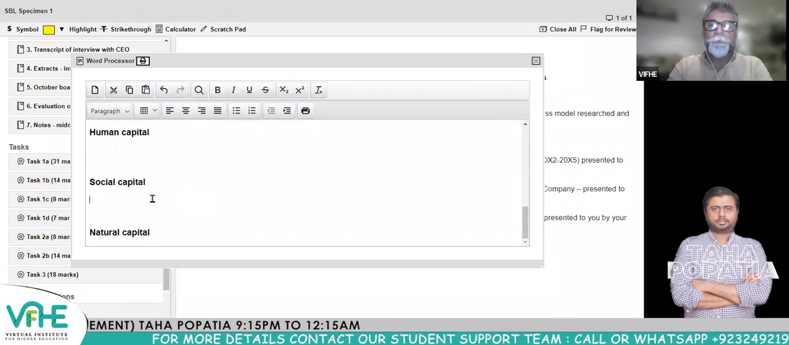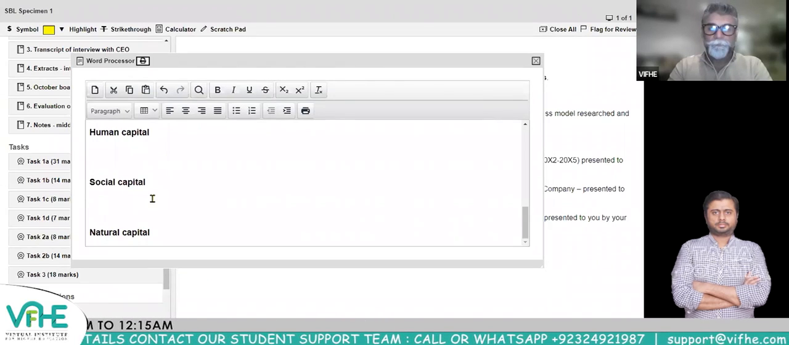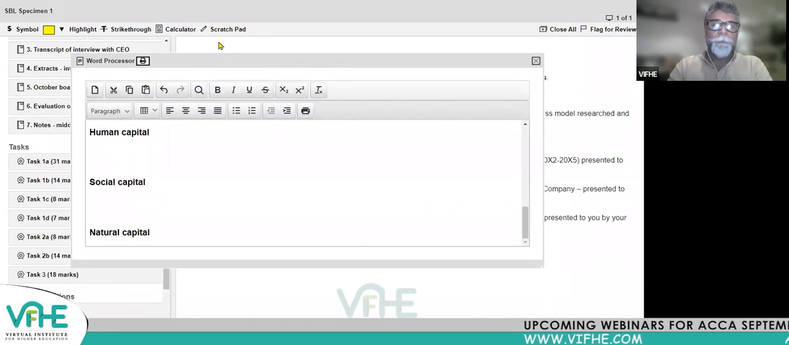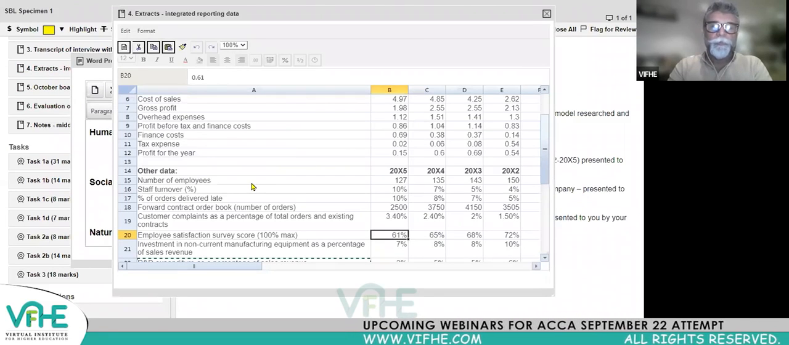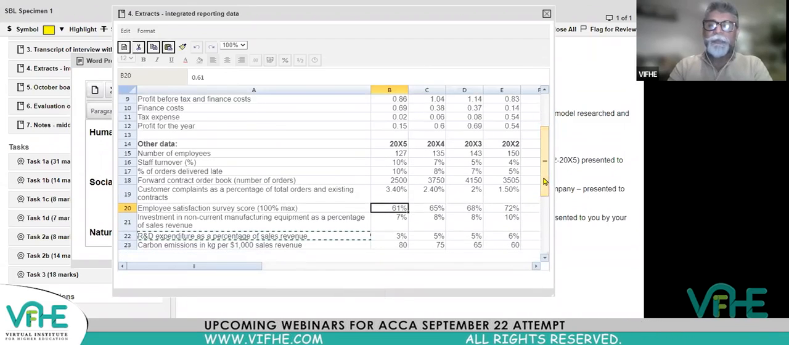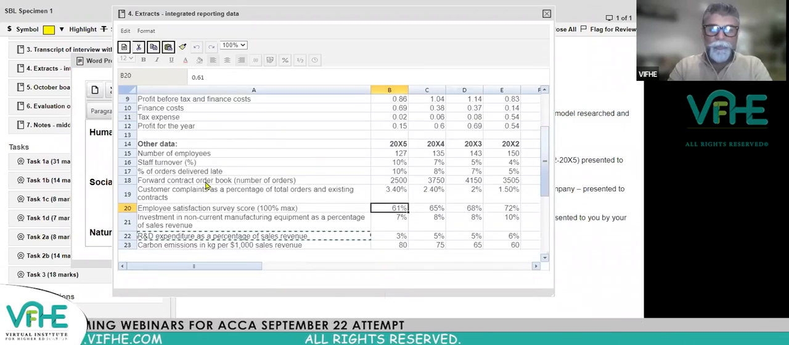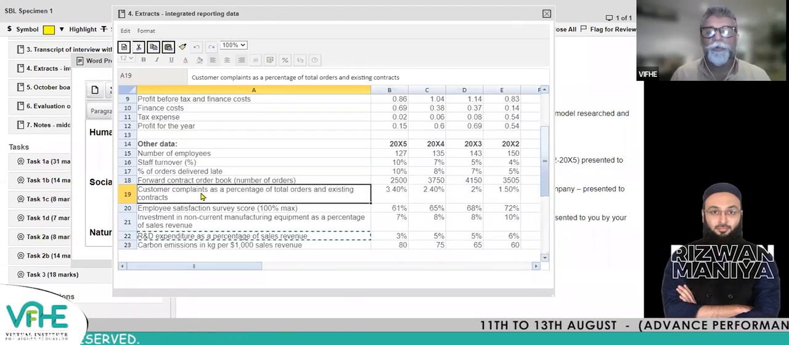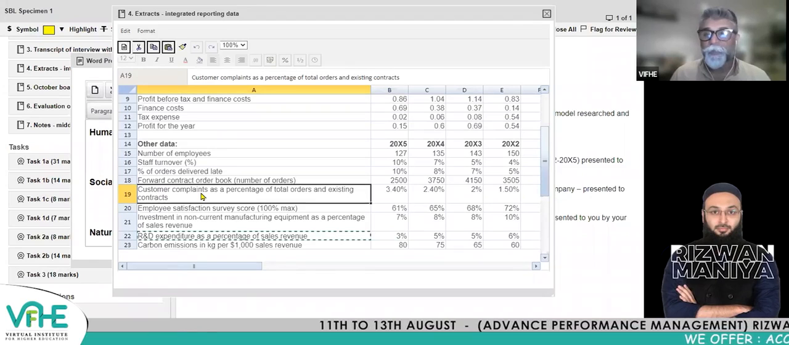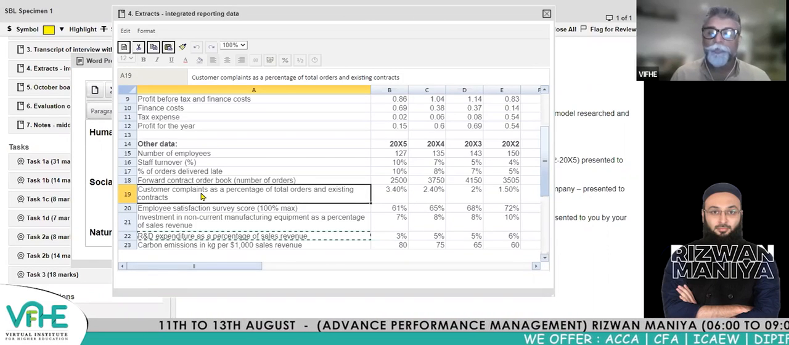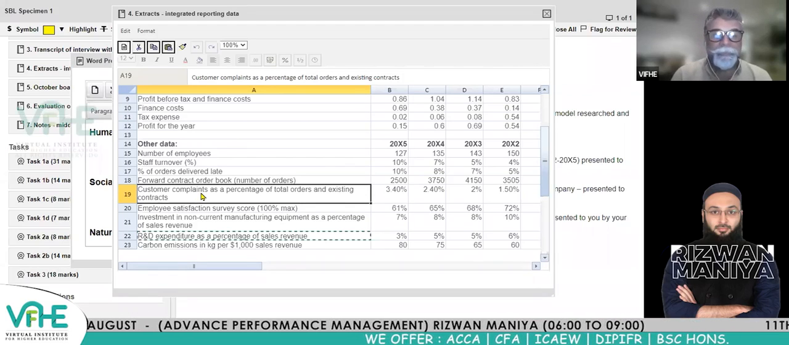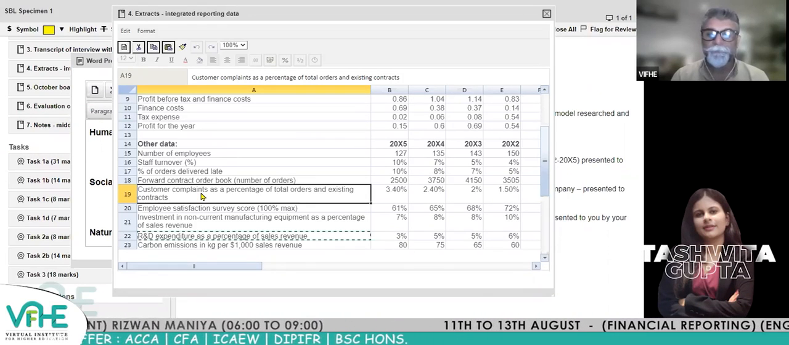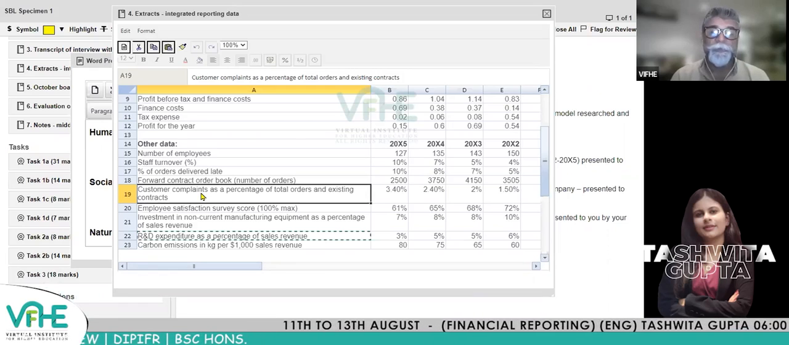All right. Tell me about social capital. Yes, Ihram, good. Social capital. Where is the data about social capital? Social capital talks about customers, suppliers, society. Anything about customers? Here. Customer complaints as a percentage of total orders. Customer complaints. Oh my God, 1.5, 2, 2.4, 3.4. Customer complaints is increasing like crazy. It has doubled in 4 years. So social capital is depleting.